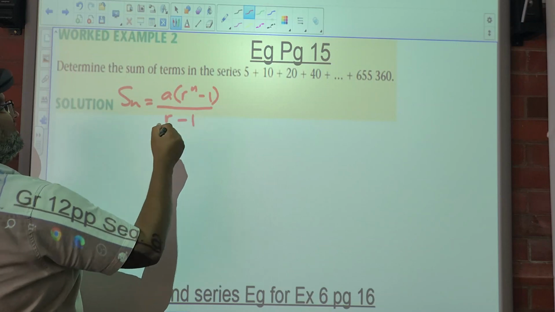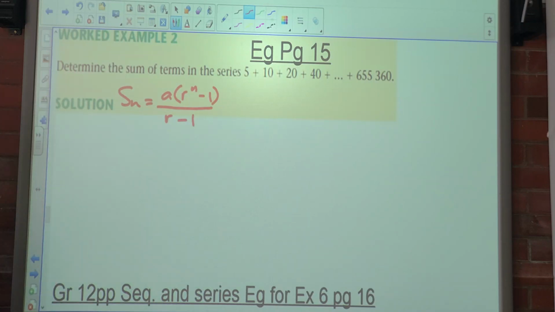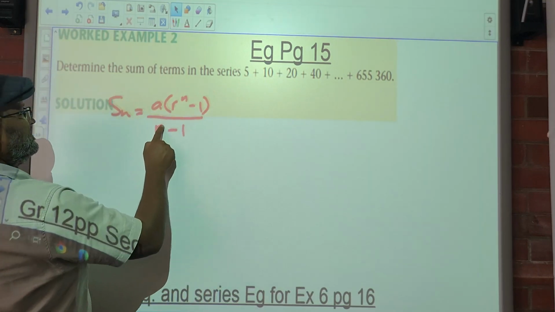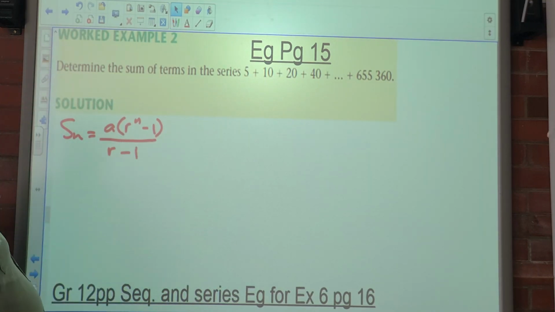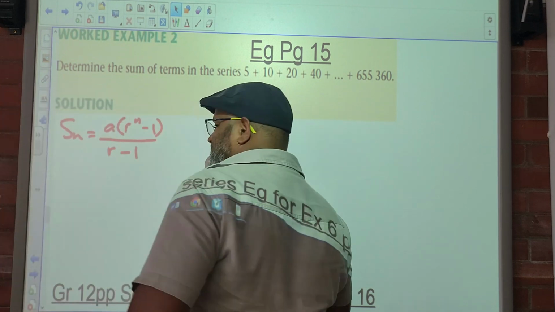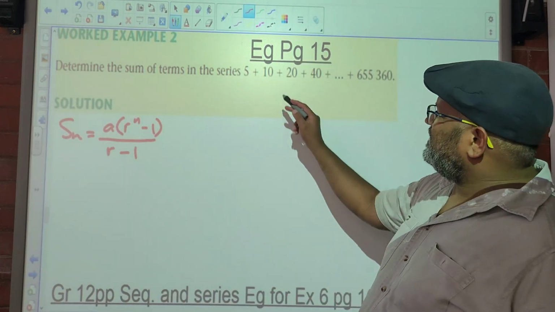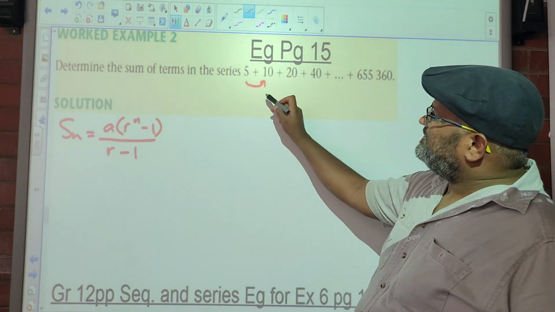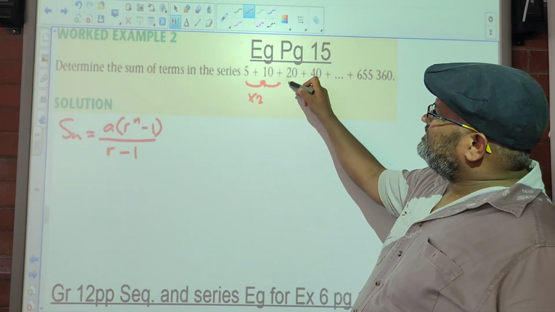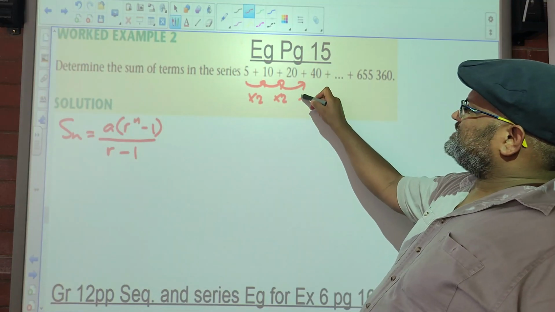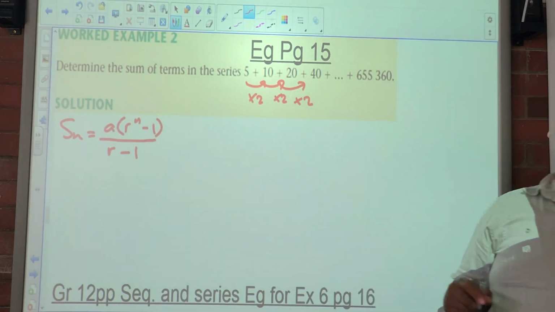How do I know it's geometric? Determine the sum of the terms in the series. Did it say geometric? Because it has a common ratio. How do I move from one to the next? Times by 2, then times by 2. So this is what makes it geometric. Okay?